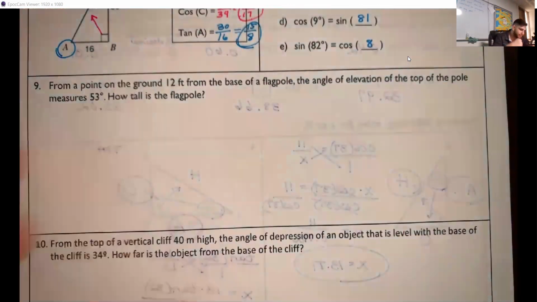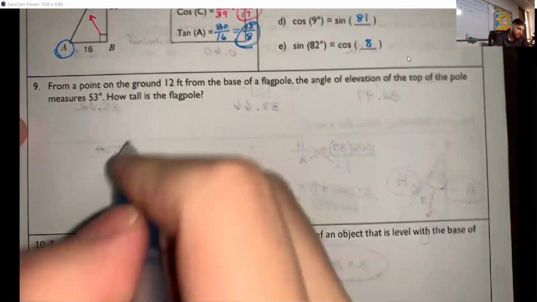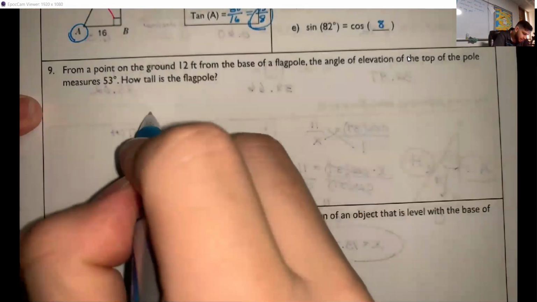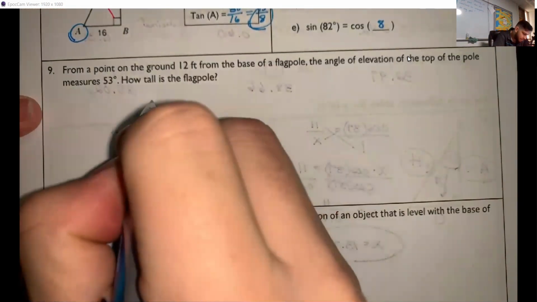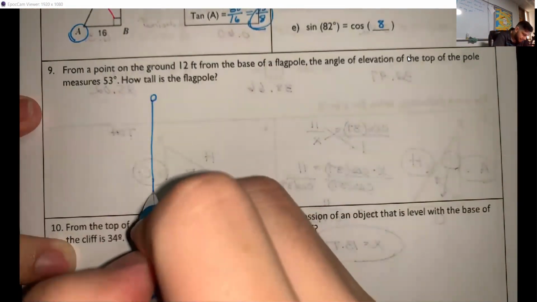All right. Now for the word problem. So we hated math before, and now we include words in it. It's just even worse. All right. So it says from a point on the ground 12 feet from the base of a flagpole, the angle of elevation of the top of the pole measures 53 degrees. How tall is the flagpole? All right, so I'm going to draw a little flagpole. Brace yourselves for the most amazing piece of art you'll ever see.